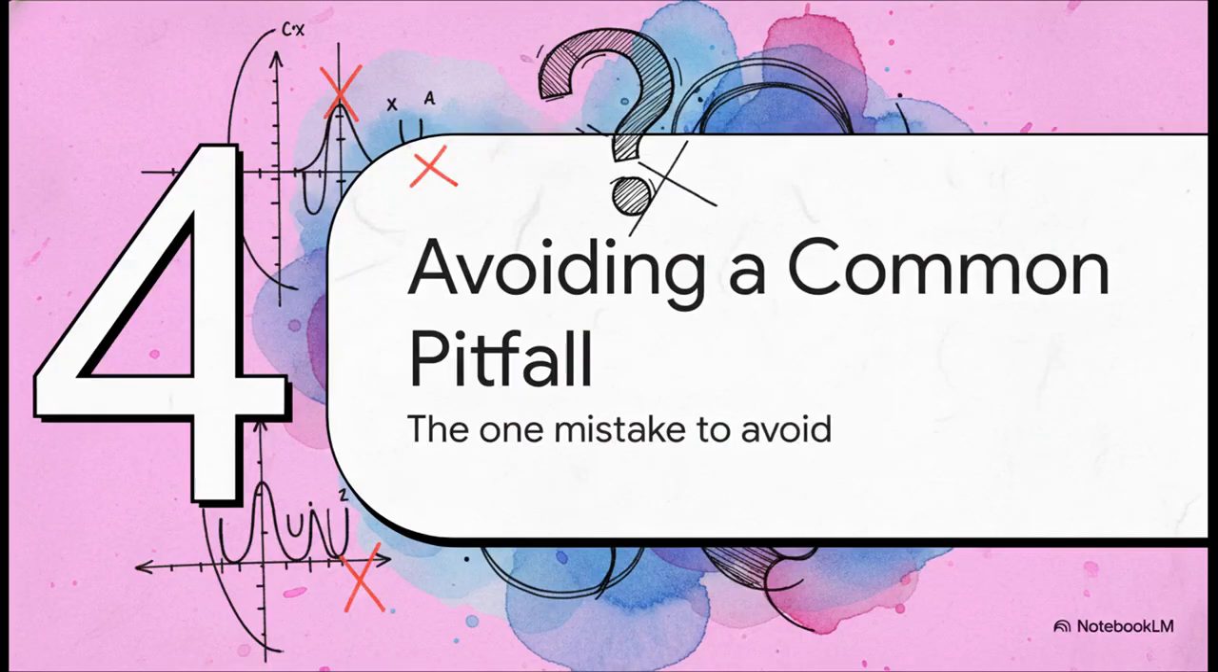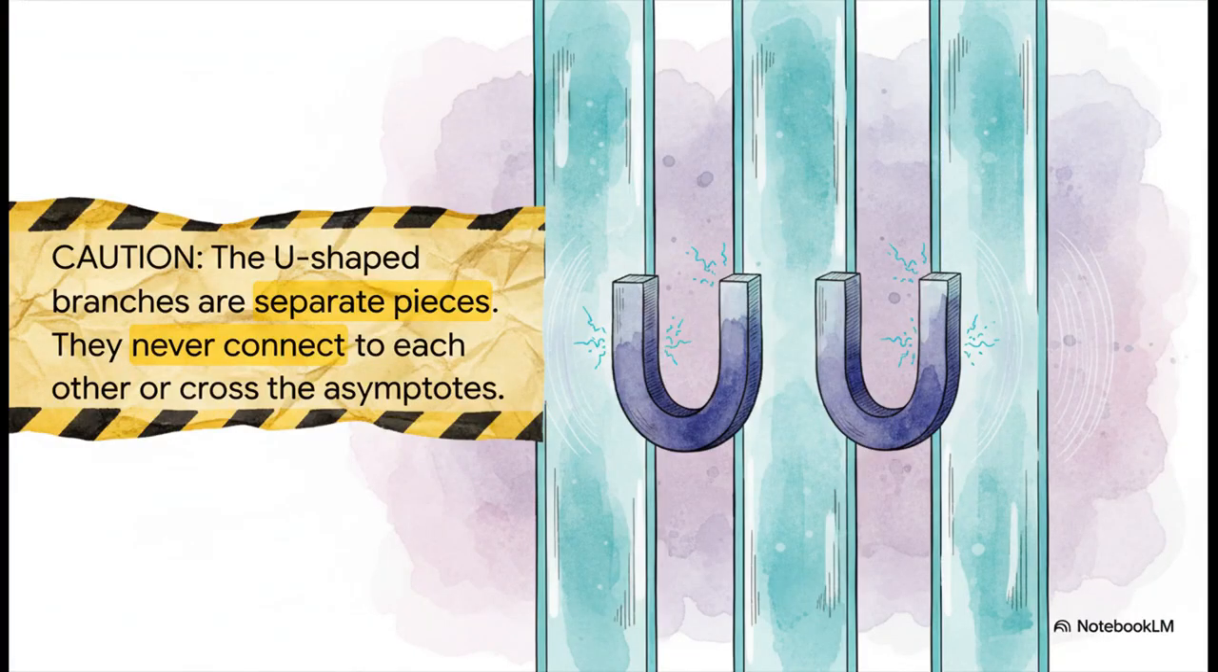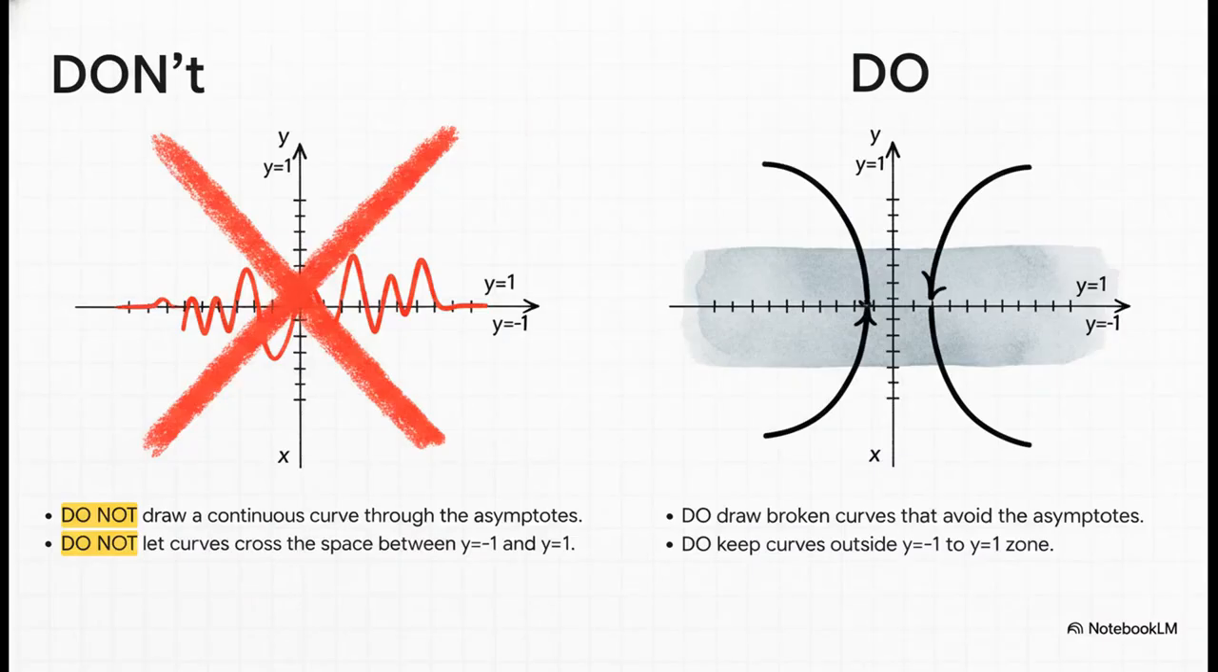Now, before we wrap up, we have to talk about the one mistake almost everyone makes when drawing this graph. If you can avoid this, you're golden. So listen up, this is super important. The U-shaped branches are separate, distinct pieces of the graph. They get closer and closer to the asymptotes, but they never touch them or cross them. So please, don't try to connect the dots and draw some kind of continuous wavy line. Remember, the function is undefined at the asymptotes, so there's a literal break in the graph.